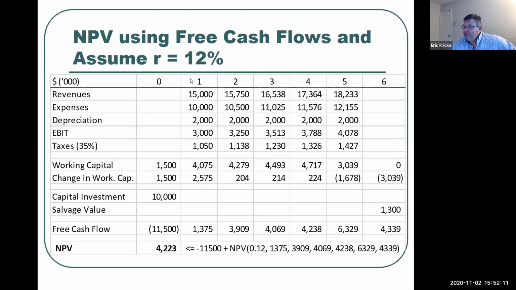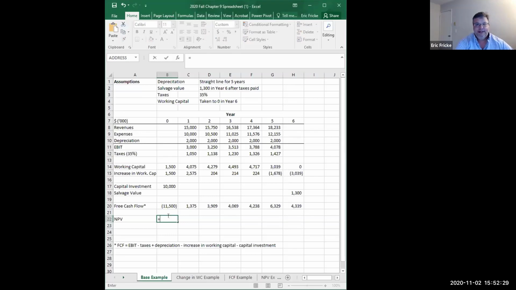Hey, the next step is to calculate NPV. So why don't we go ahead and do that, assuming the discount rate r is equal to 12%. All right, let me hear from you all. What should I do with the free cash flow in year 0? Does that go inside the NPV formula?